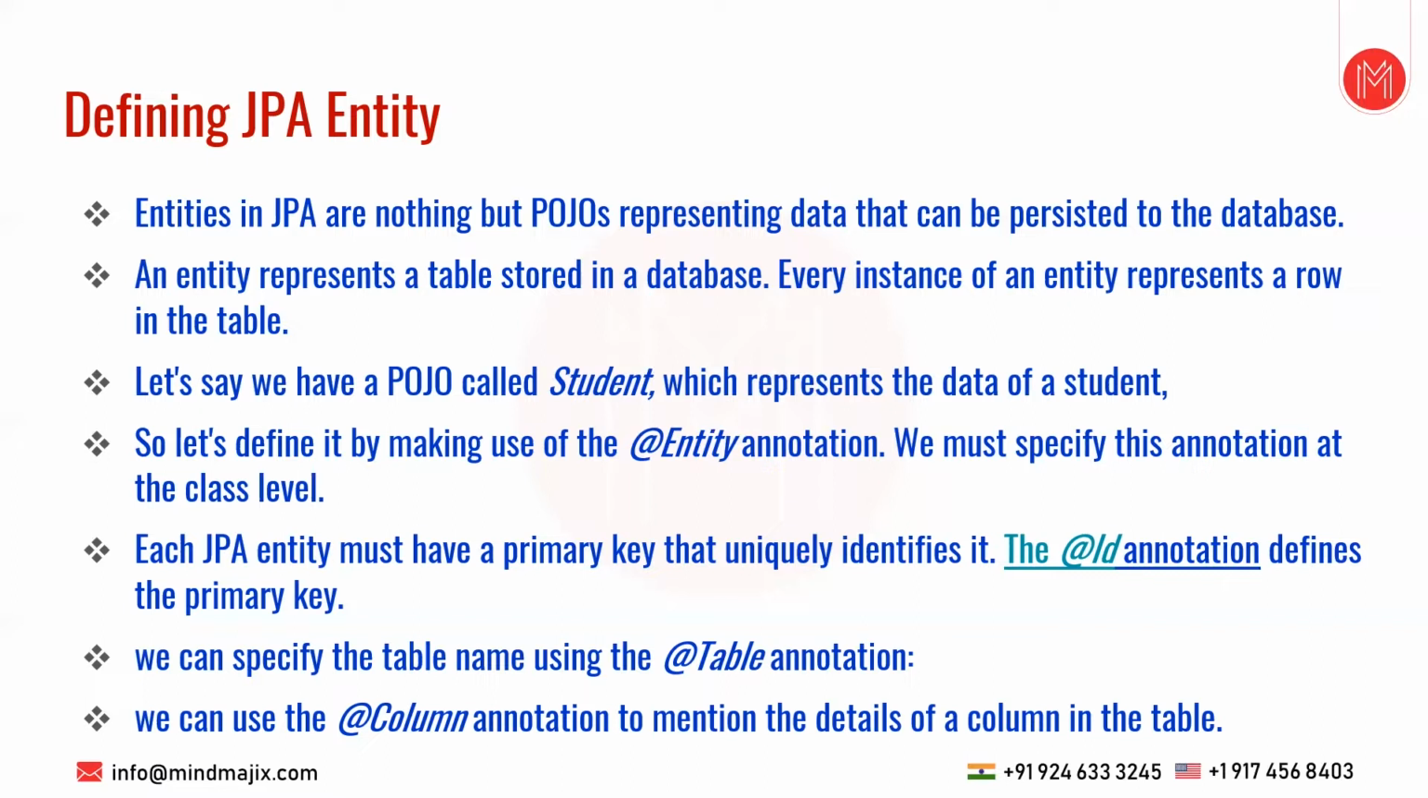And after that, if you want to specify the table information, then we are going to work with one simple annotation. The annotation name is @Table. And the last one is, if you want to represent a column, then we are going to use one simple annotation, that is the @Column annotation, to mention the details of a column in the table.